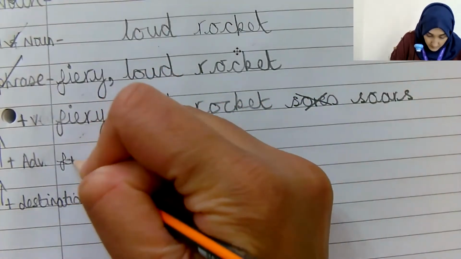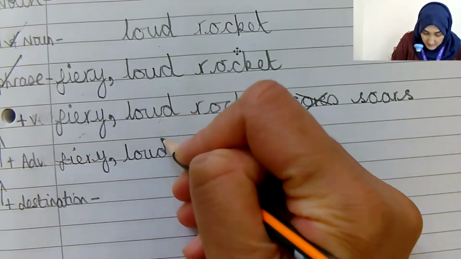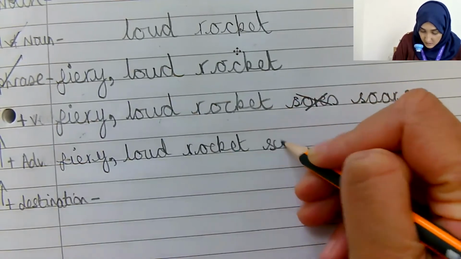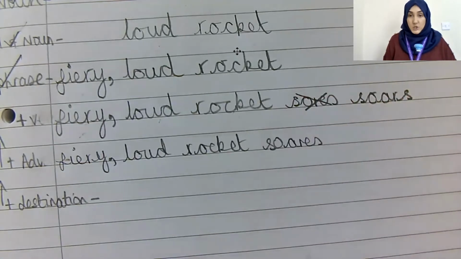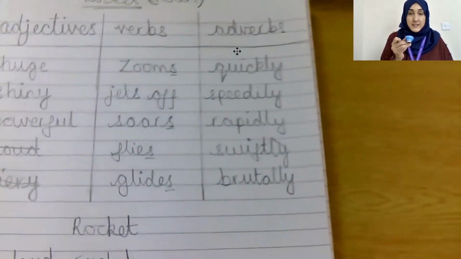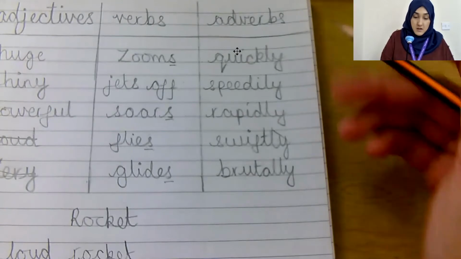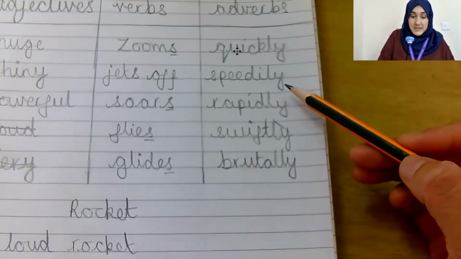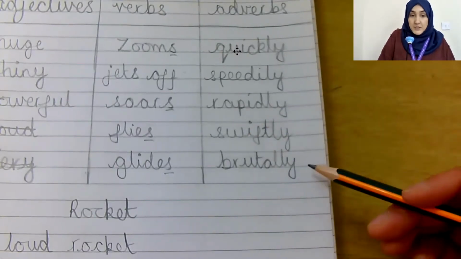So, fiery, comma, loud, rocket. Oh, I've got to check the spelling. Soars. Now, can you help me choose an adverb? Let's see what I have in my list. I have, Morris class, quickly. Can you see it? Yes, you can see it. Quickly, speedily, rapidly, swiftly, or brutally.